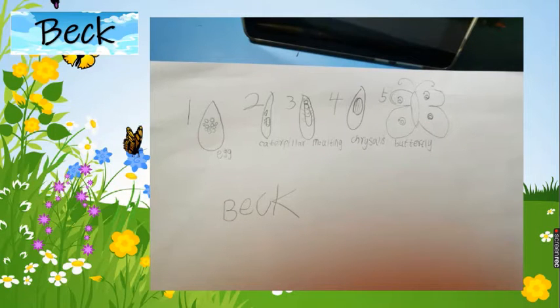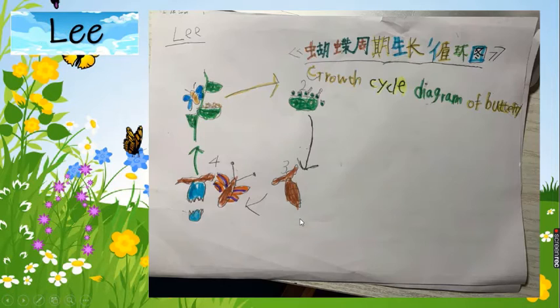Now, here's Beck's understanding about the life cycle of a butterfly. Here he put first stage is the egg, second stage is the larva or the caterpillar, and then it goes through molting and changes and turns into a chrysalis or the cocoon or the pupa inside, and then turns into a beautiful butterfly. So the changes that goes from the caterpillar to the chrysalis is called molting. Lovely. Thank you so much, Beck.